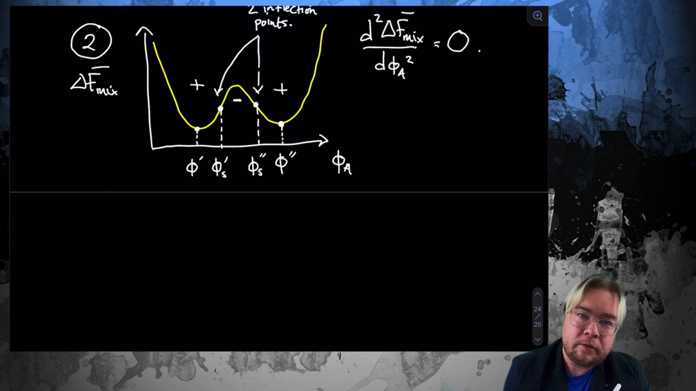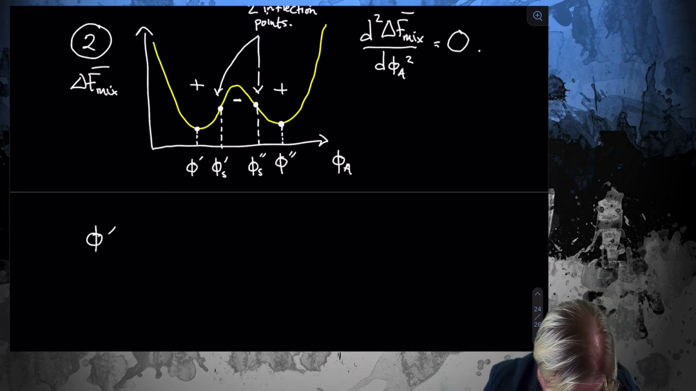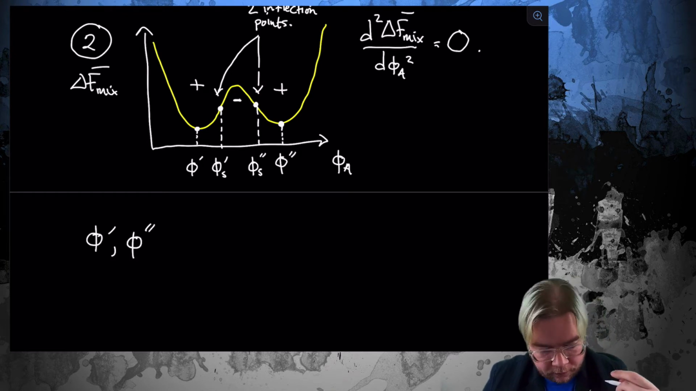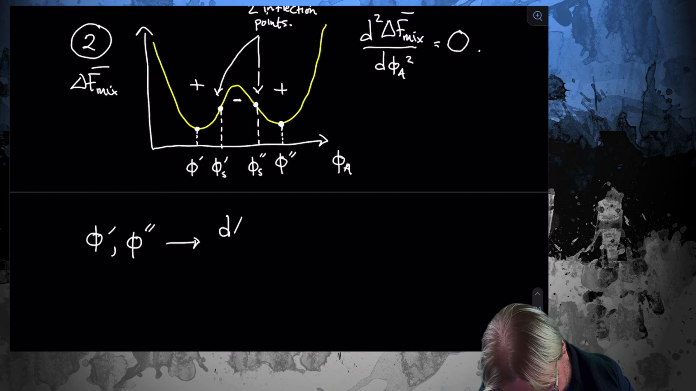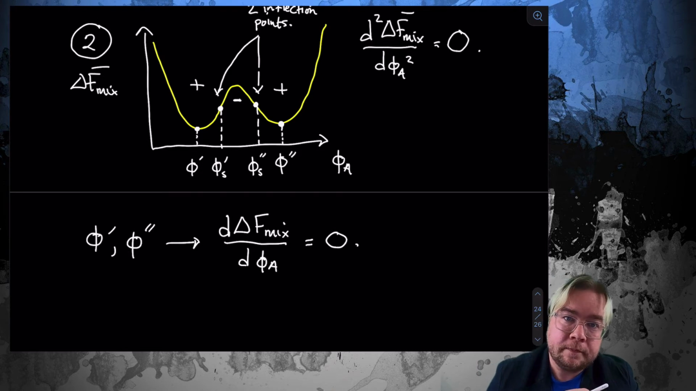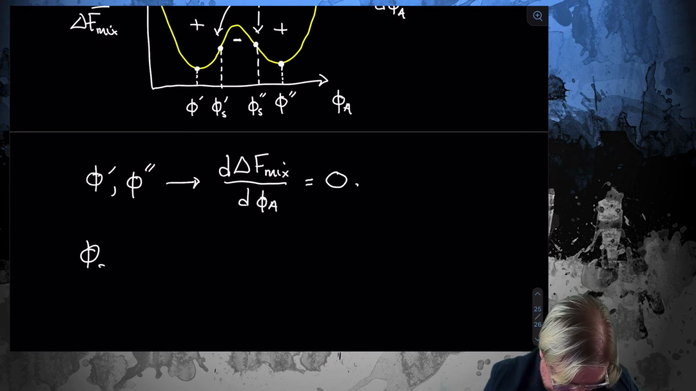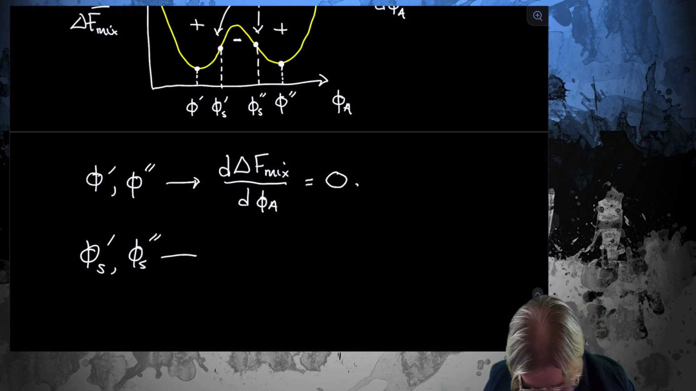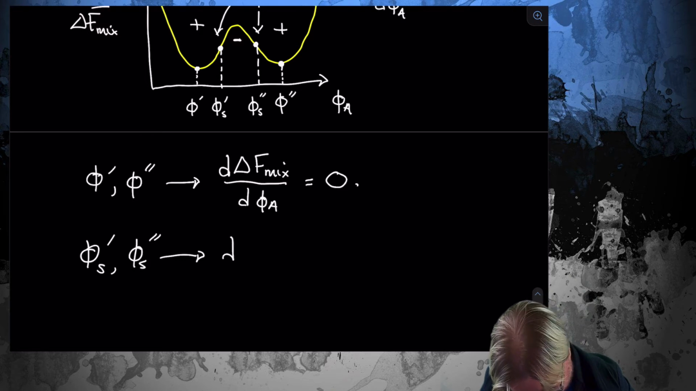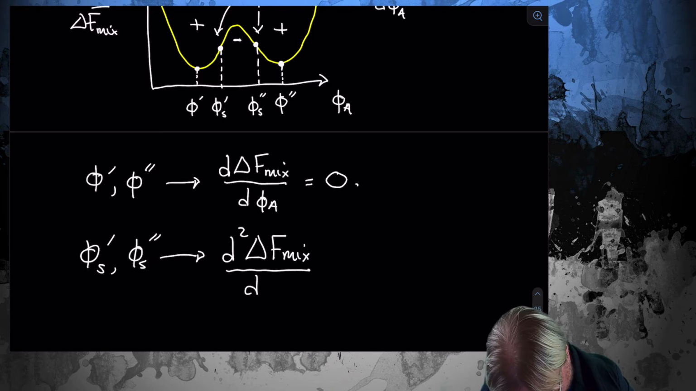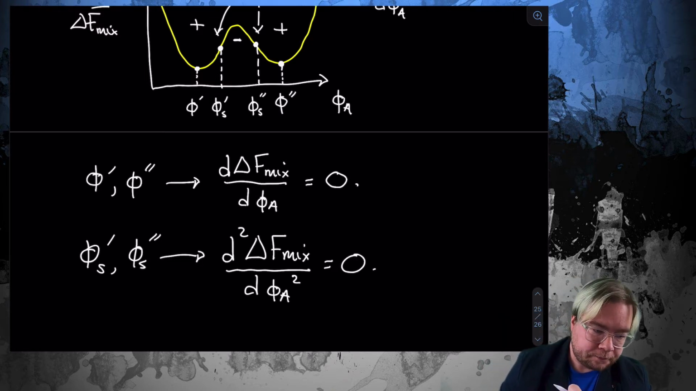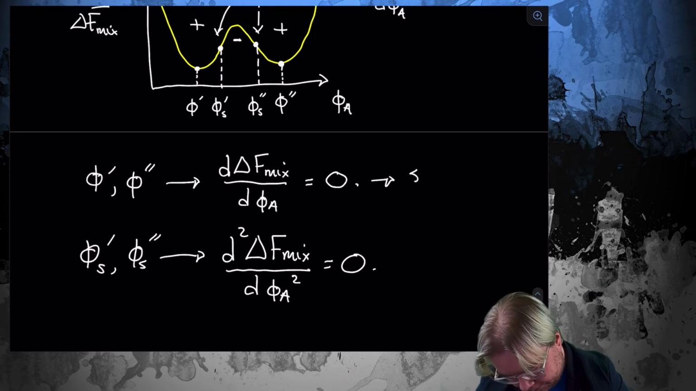So we can already start to see what these are. Phi prime and phi double prime will occur when the derivative of delta F of mixing with respect to phi A is equal to 0. And then phi S prime and phi S double prime will occur when that second derivative is equal to 0. So the second derivative of delta F mix with respect to phi squared is equal to 0. So these will give me the stable points.